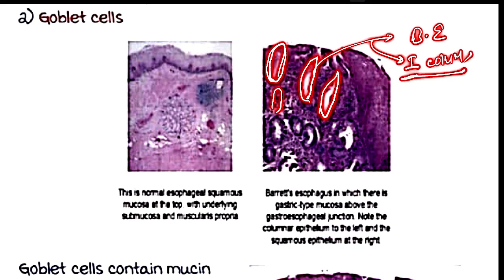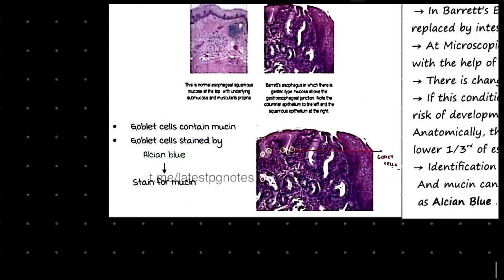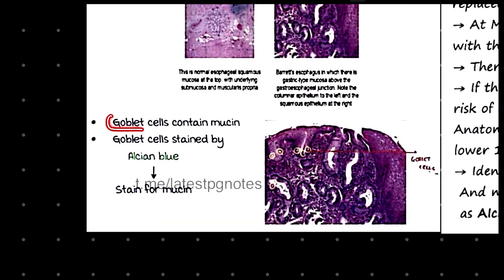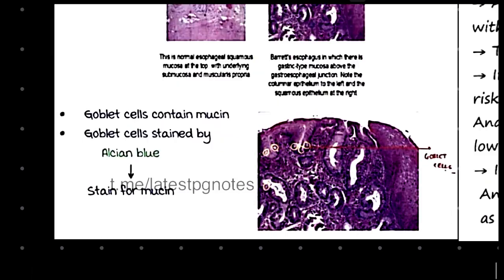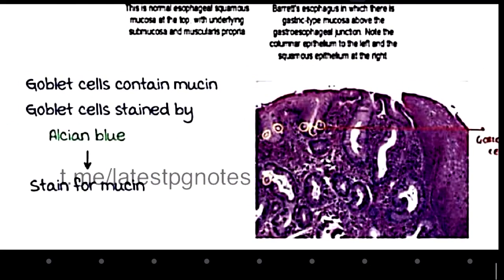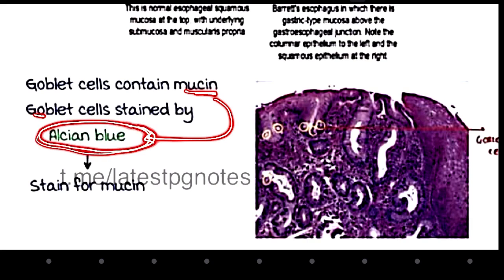Why intestinal columnar epithelium? Because it consists of goblet cells. That's all. Now moving further, what is the function of goblet cells? Goblet cells contain mucin, and this mucin is stained by Alcian blue, and that is how we will find out our goblet cells.